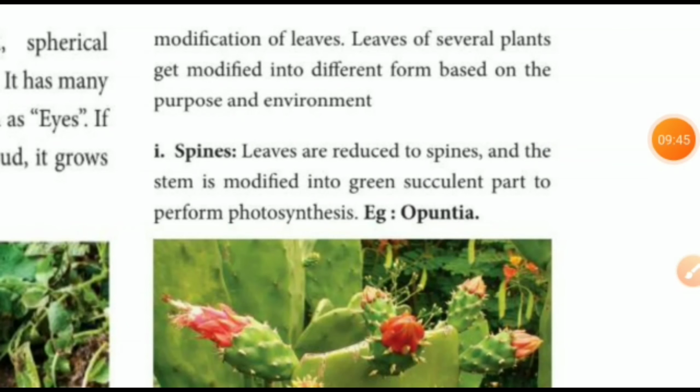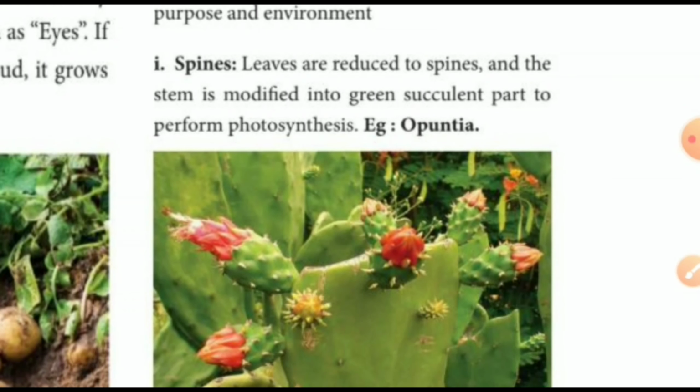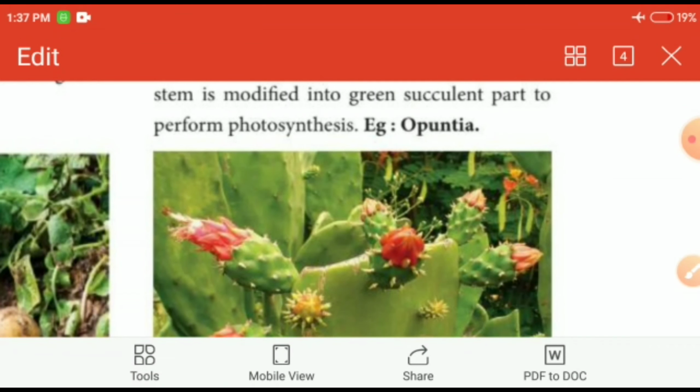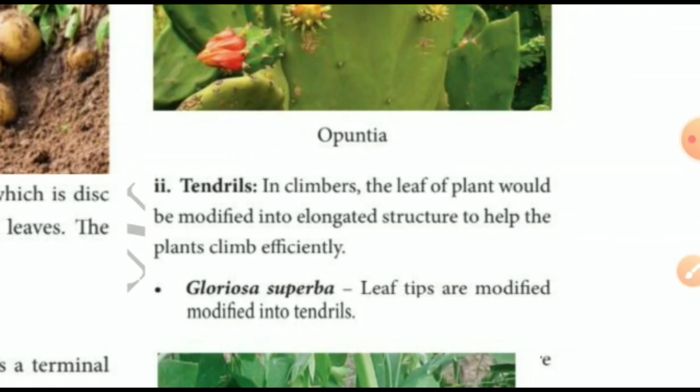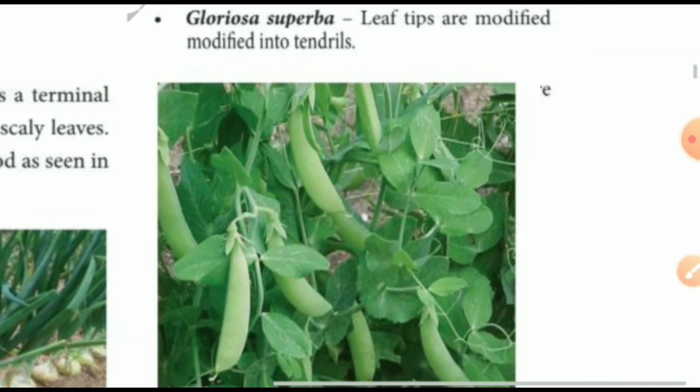Modification of leaves. The leaves of several plants get modified into different forms based on the purpose and environment. First one, spines. Give one example for spines. Opuntia. Next, tendrils. The end of the leaf part is modified into an elongated structure. For what purpose? To climb efficiently. Give an example for tendrils. Gloriosa superba and then Pisum sativum.